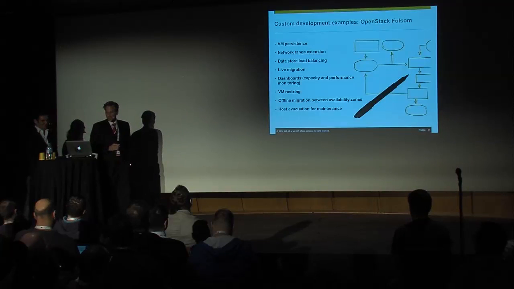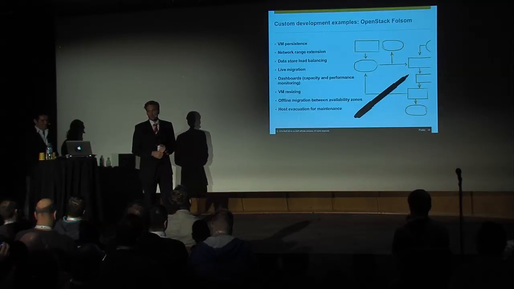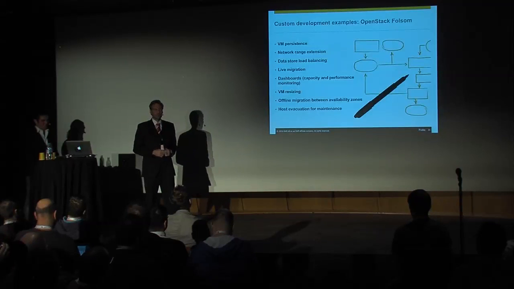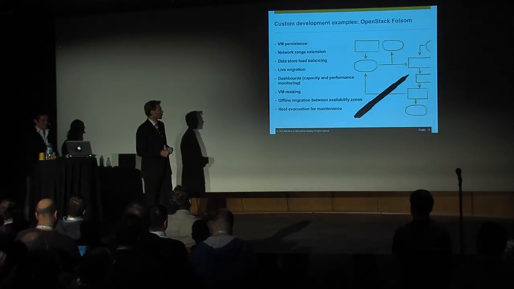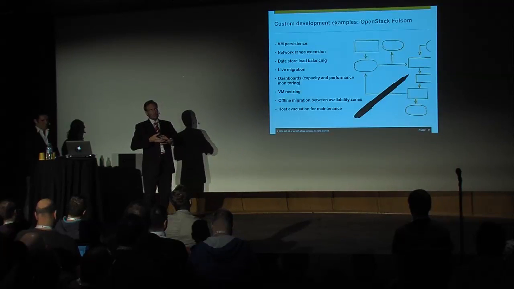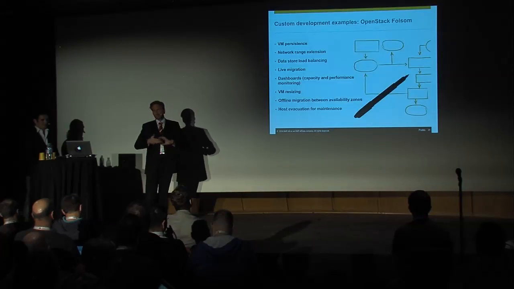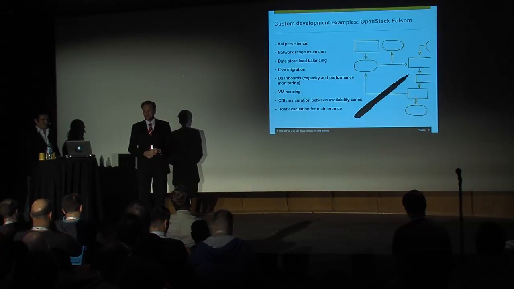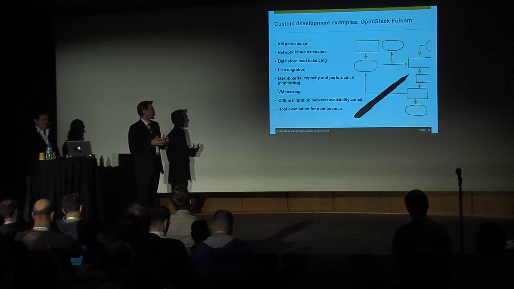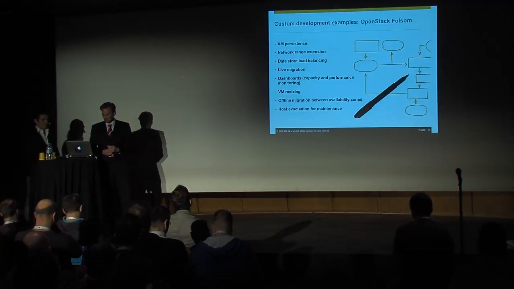The second point was we needed some kind of network range extension. We have a very diverse network within SAP. We need to extend networks. We needed to be able to extend IP ranges. And also the way that we manage our networks is not a greenfield approach. It's an environment that has been running for a couple of decades. So we had to do some custom developments on the way we manage networks in OpenStack.